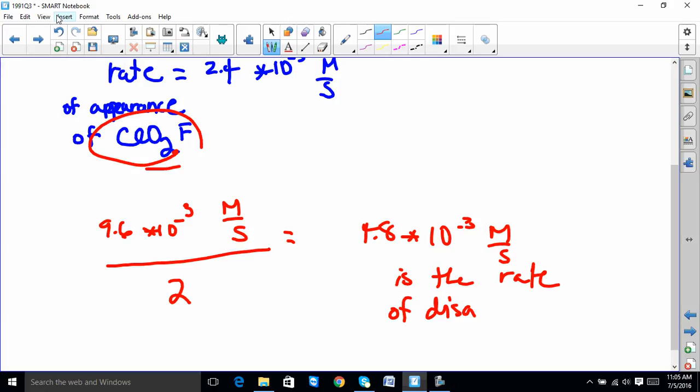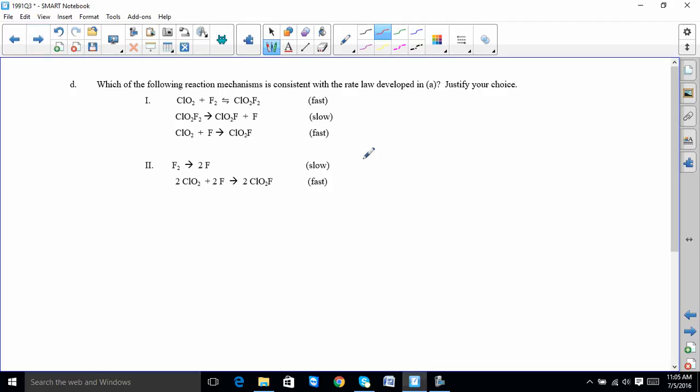Okay, I'm back. And so 4.8 times 10 to the negative 3 molarity per second is the rate of disappearance. Sometimes in the book it'll just say this is negative. The rate of appearance is positive. The rate of disappearance is negative of fluorine. Something like that. Just convey to the graders that you know what you're talking about. You know, there's more than one way to skin a cat.